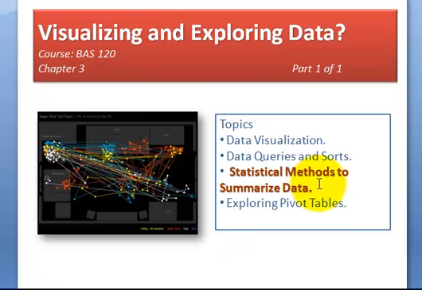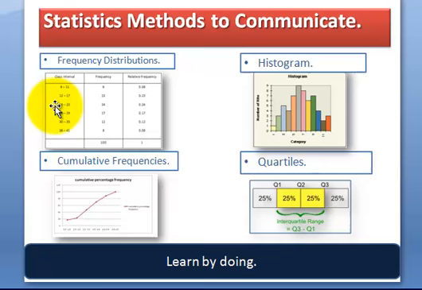Let's talk a little bit about some statistical methods to summarize data. What are some ways we can summarize? Well, again, there are examples of each one of these in detailed Excel videos, but you've got frequency distributions, which show you how the data is sorted by different bins, and you can control those bins. You've got cumulative frequencies that add those frequencies up so you can see where's my 80th percentile, etc.